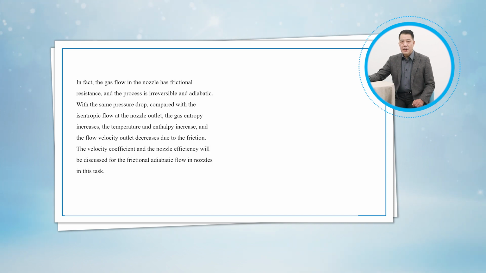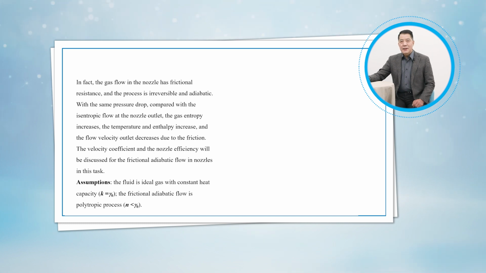With the same pressure drop compared with the isentropic flow at the ladle outlet, the gas entropy increases, the temperature and enthalpy increases, and the flow velocity outlet decreases due to the friction. The velocity coefficient and the ladle efficiency will be discussed for the frictional adiabatic flow in ladles in this task.